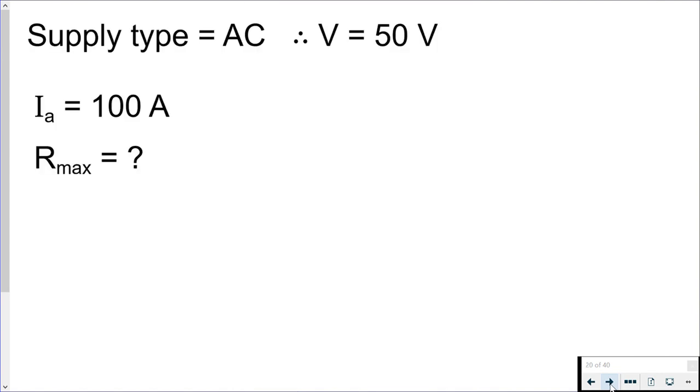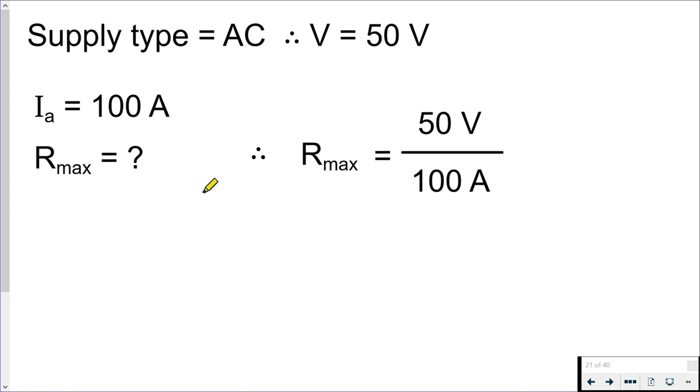Okay, so we take that information and we write that information down. So it's a type AC supply, 50 volts AC is our maximum touch voltage, and our operating current is 100 amps, so we need to work out our maximum resistance that we're allowed between these 2 points. So we take that information and we throw it into our Ohm's law calculation. R max equals 50 volts divided by that 100 amperes. So that's the maximum touch voltage divided by the fault current at 5 seconds. That gives us a max resistance there of 0.5 of an ohm.